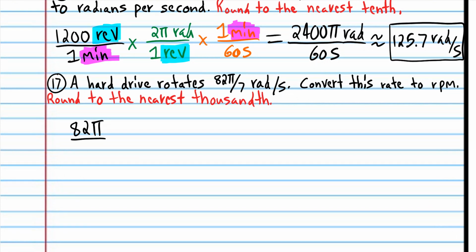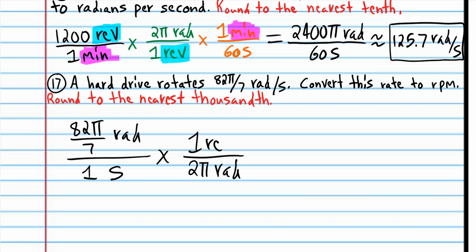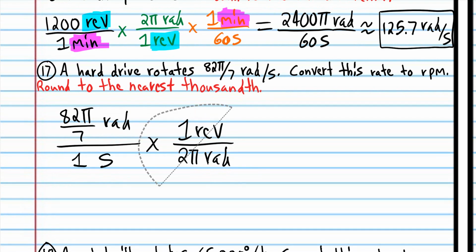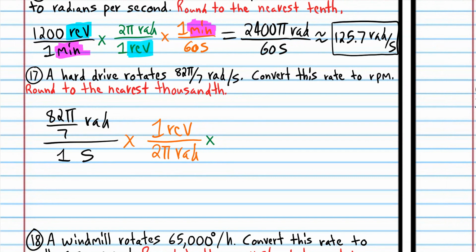So we have 82 pi over 7 radians every 1 second. And I'm going to convert, there's 2 pi radians in every 1 revolution. So I converted from radians to revolutions. Now I'm going to convert from seconds to minutes. There's 60 seconds in every minute. So I'm going to cancel out those seconds, and I'm going to cancel out the radians.